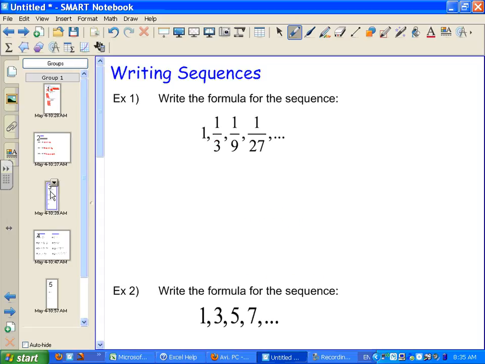All right, so writing a sequence. Now these are a lot harder than they look. Most people are really good at picking out the pattern, but then trying to write that pattern in terms of n's so that it works is not the easiest thing to do. Warning, I am awful at these.